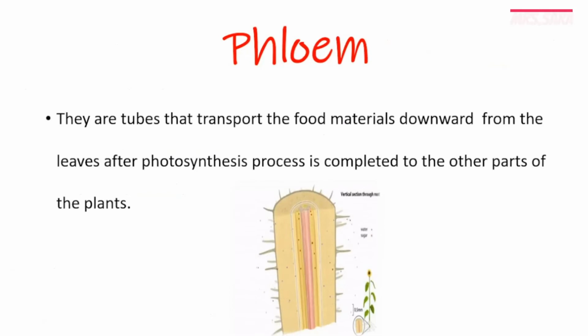So phloem are tubes that transport the food material downward from the leaves, after the photosynthesis process is completed, to the other parts of the plant. So phloem downward and xylem upward.